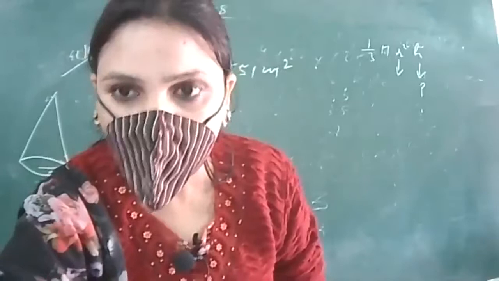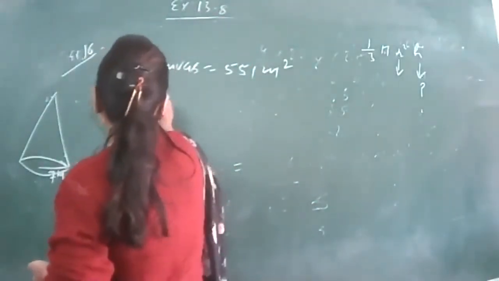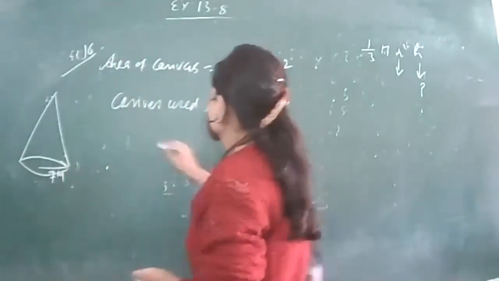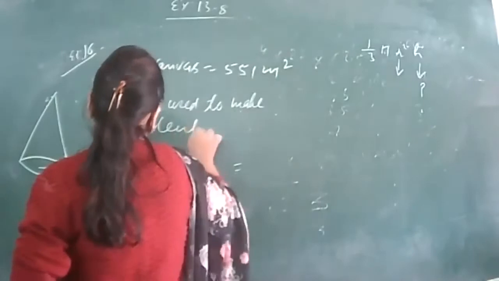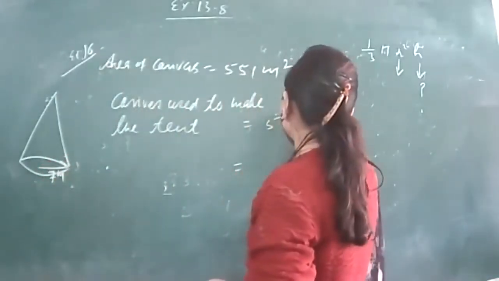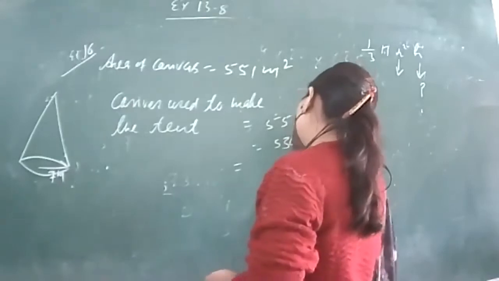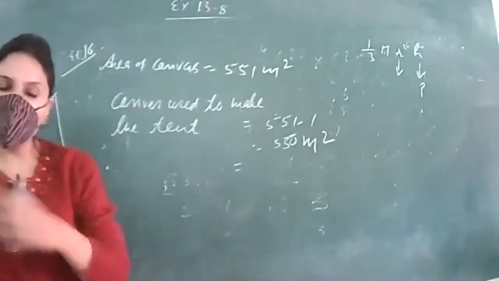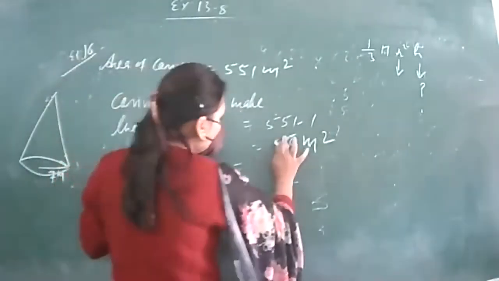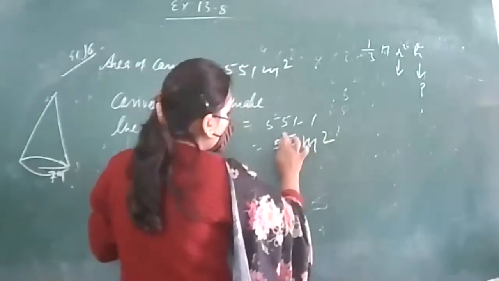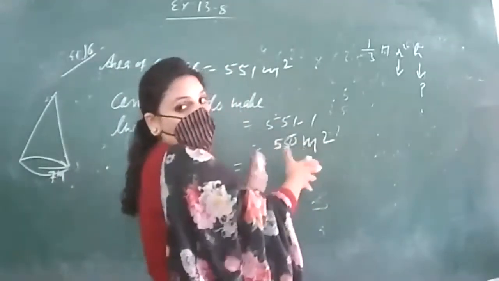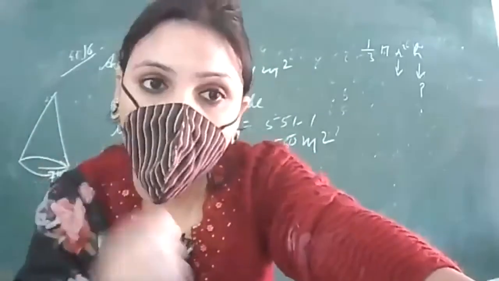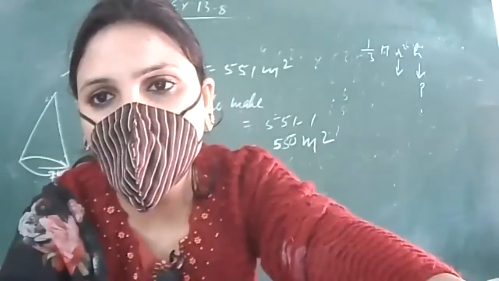So let me write. Canvas used to make the tent is equal to 551 minus 1. This is 550 meters square. This canvas is used and 1 meter square is wasted. Now if with this much quantity of the canvas the tent has been made, then 550, according to the formula, what will it become?